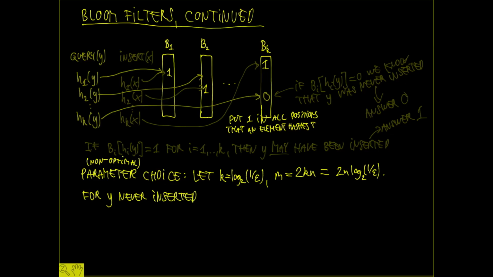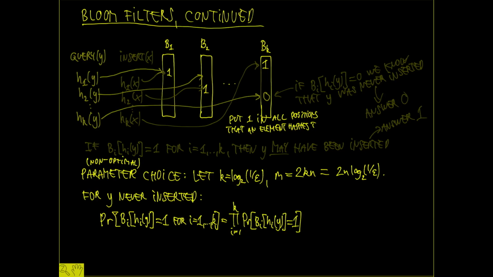So why does this work? Well, we need to analyze the false positive probability. So suppose that y was never inserted. What's the probability that we actually have a value of 1 for every i in position h_i of y in bit vector b_i? By independence, this is just a product of these probabilities.